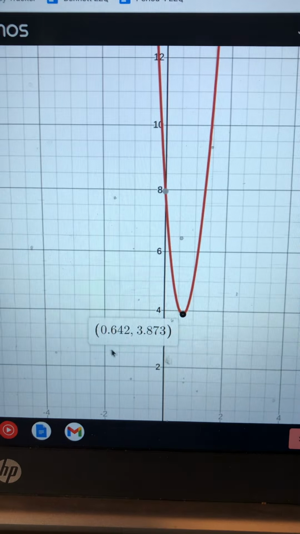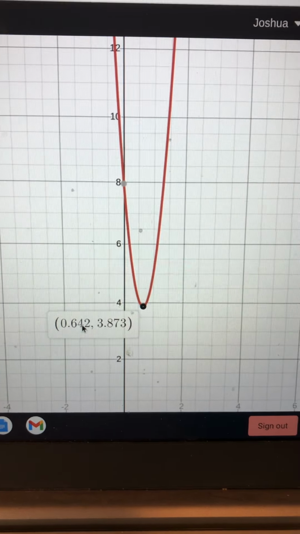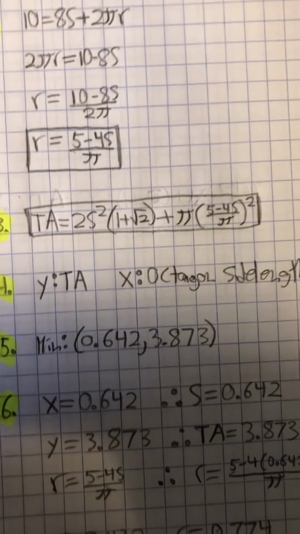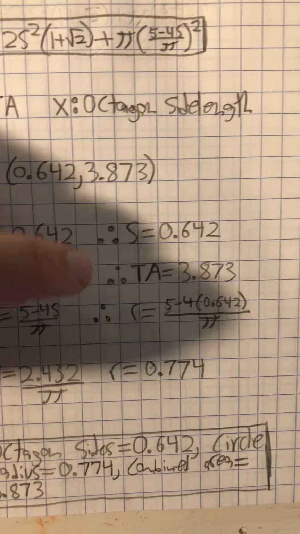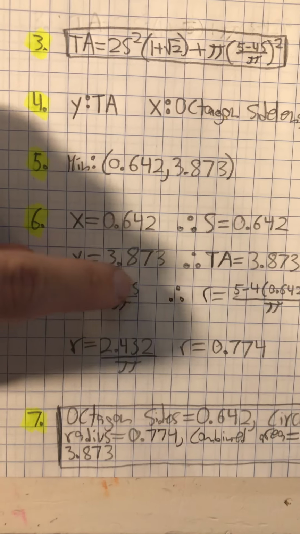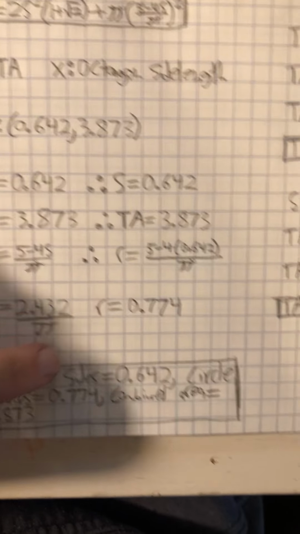The minimum is now 0.642 and 3.873. And again, I wrote that our y was total area, and this time our x was octagon side length. So our octagon side length is 0.642, and then our total area is 3.873. So then I plugged the octagon side length into 5 minus 4s over pi, and I got the radius is 0.774. Okay, that's our answer.